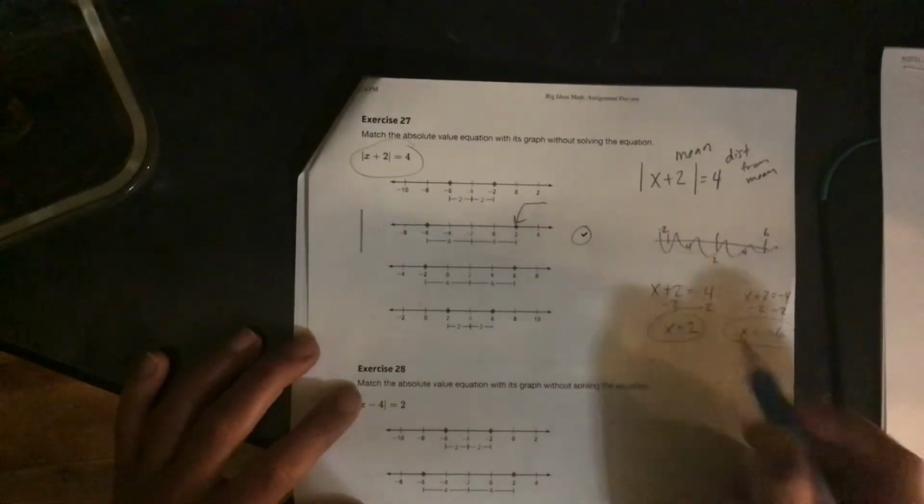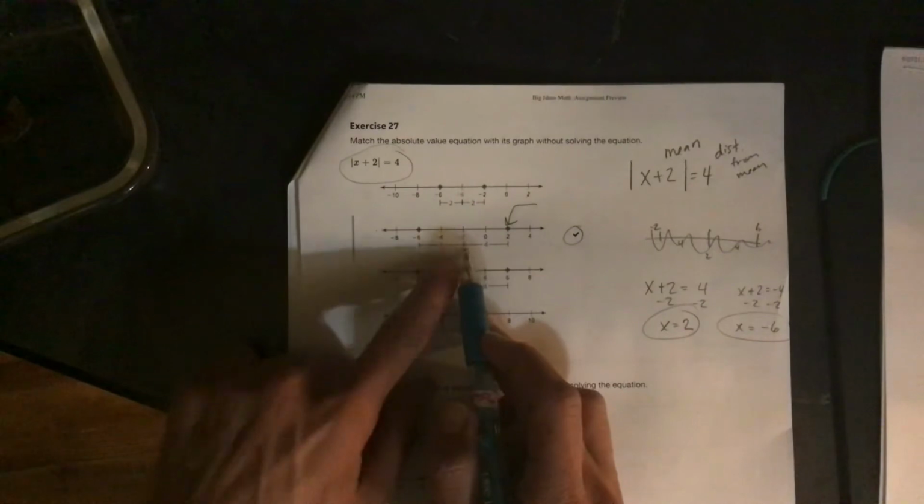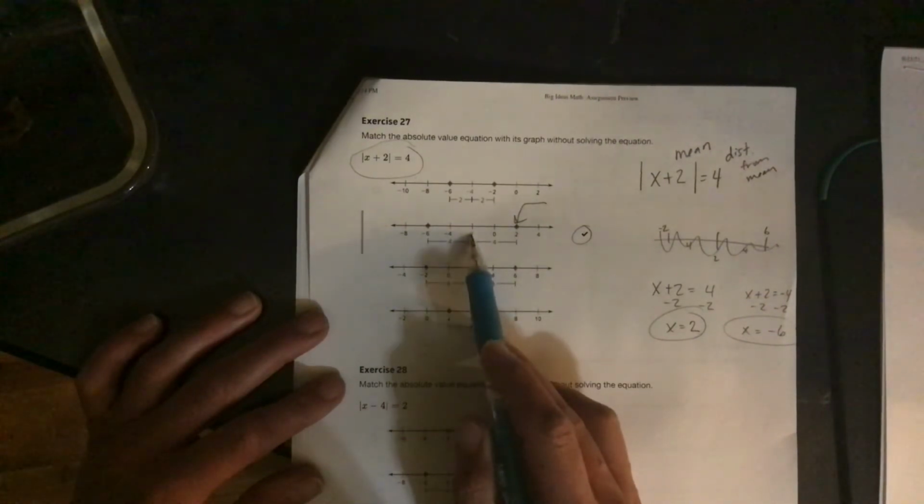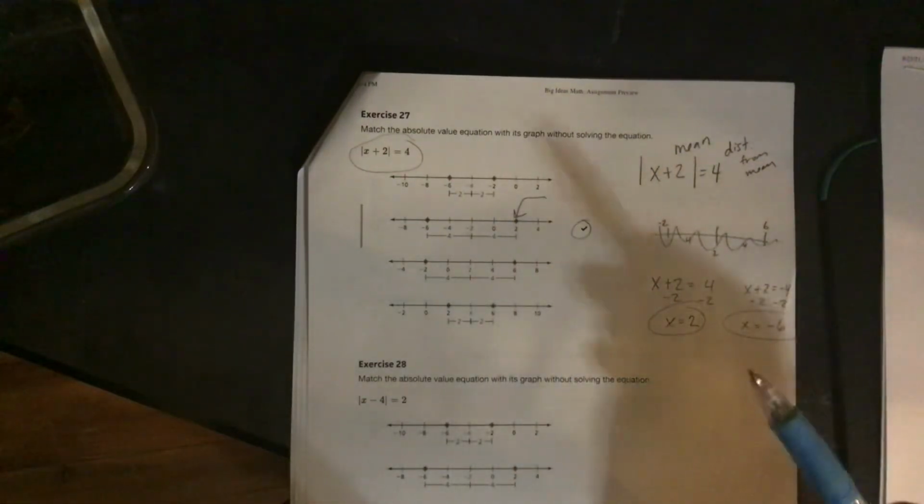I don't know what I did wrong there. Sorry. So you got to solve it. My distance there is 4, distance there is 4. Oh, because it's negative 2. Negative 2 and 6.